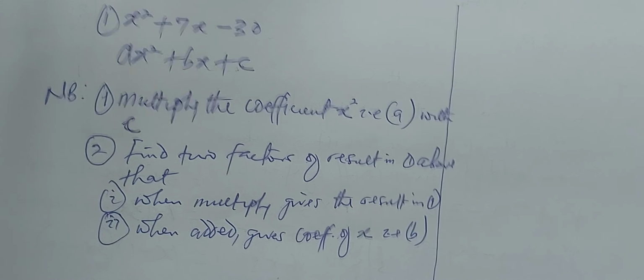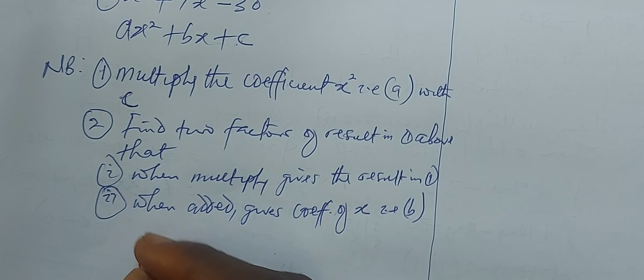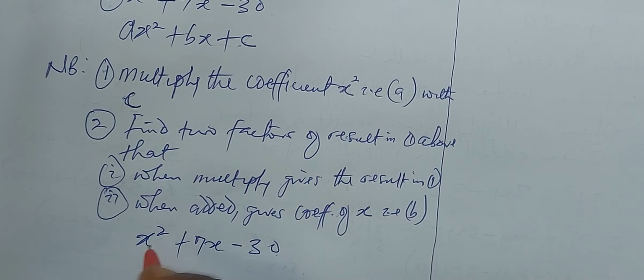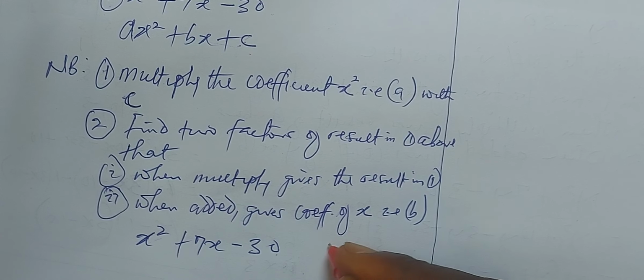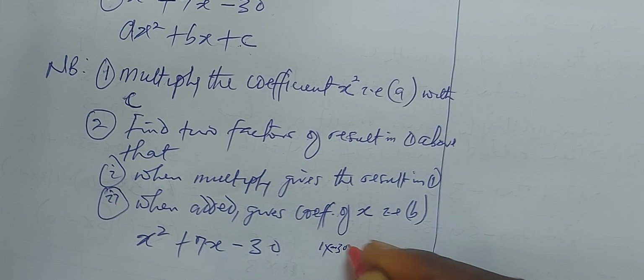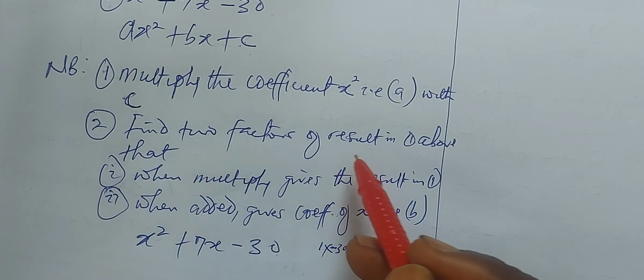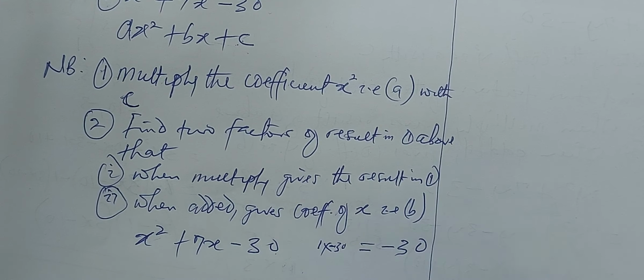What I mean is that from this expression, x squared plus 7x minus 30, the coefficient of x squared here is 1, and what represents c is this minus 30. So when you multiply 1 by minus 30, you have minus 30. This is the result I'm talking about above. So what do we do with this? We find two factors of the result, which is 30.